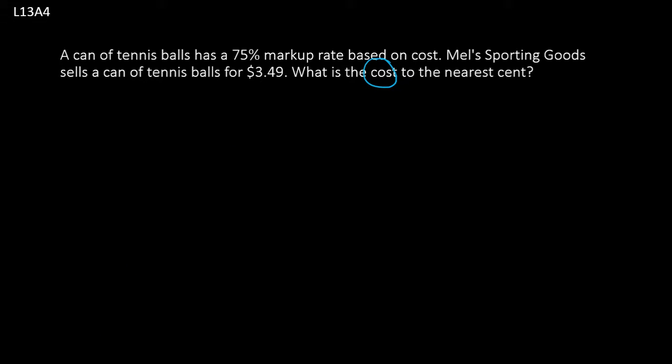Now, we don't have an explicit equation for cost, but we do have equations that involve cost. So use context clues to figure out what equation you might need. They mention markup rate, so we're going to use the markup rate equation to indirectly get at cost. So markup rate is equal to markup divided by cost.